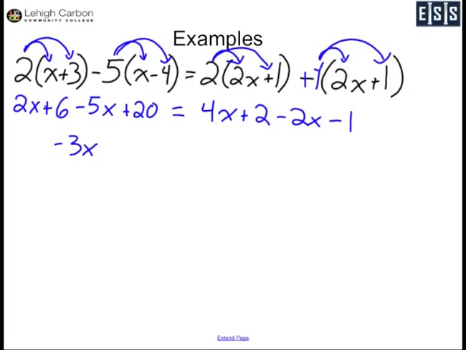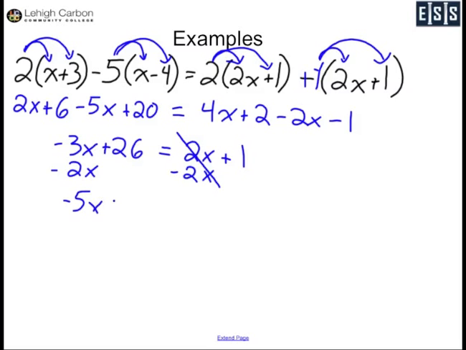6 plus 20 makes 26 equals 4x and negative 2x make 2x. 2 and a negative 1 make 1. Now I want to move all my x's to one side. So I'm going to move my 2x this time. So negative 5x plus 26 equals 1.